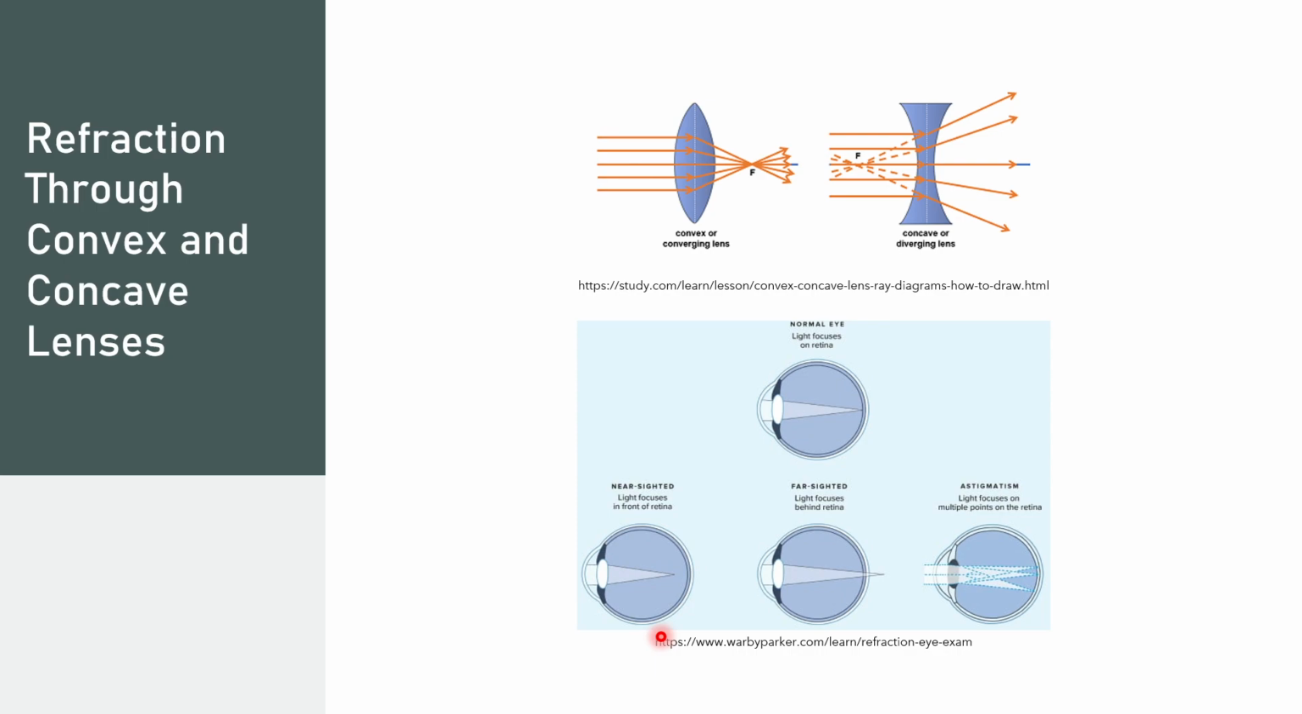This is due to an irregular shape of their eye, which is no longer allowing for this perfect shape, which is able to focus light in exactly onto the back of the eye where the retina is, and leading to a different focal point, or in the case of an astigmatism, multiple focal points.